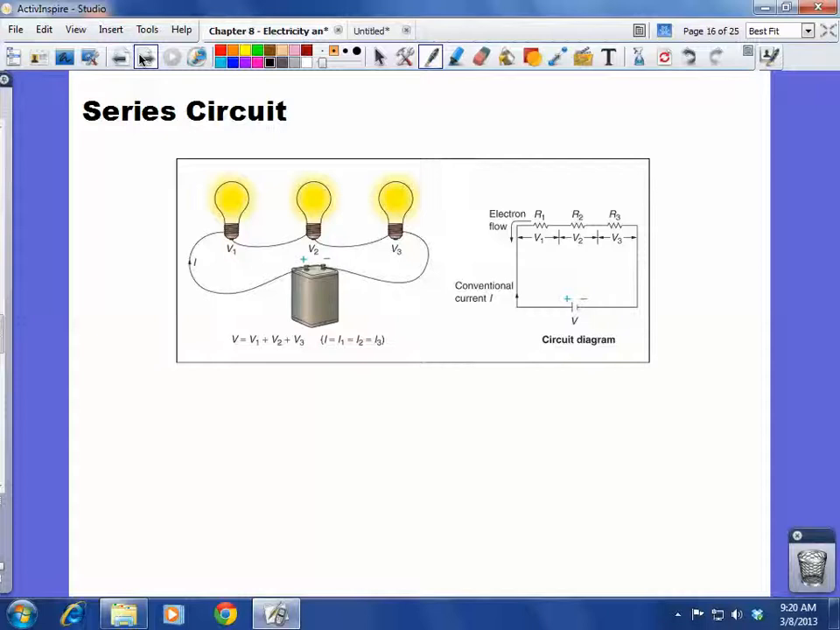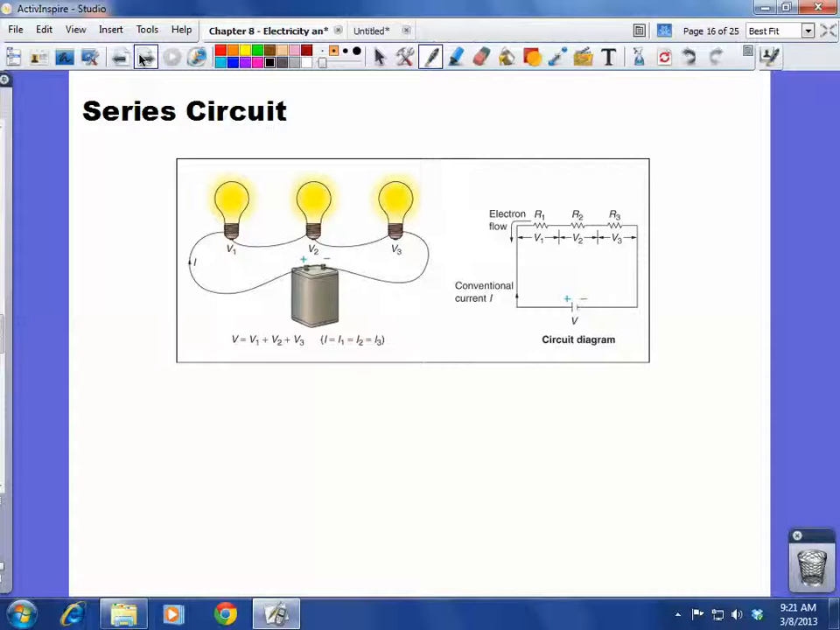A series circuit just means we're going to have our wiring go from one light bulb to another to another. If we look at this, this means that we have some resistance here, some resistance here, some resistance here. The current is traveling through this entire system, and each one of these has a different voltage. Now, before we go any further, can you see one problem with this type of circuit?